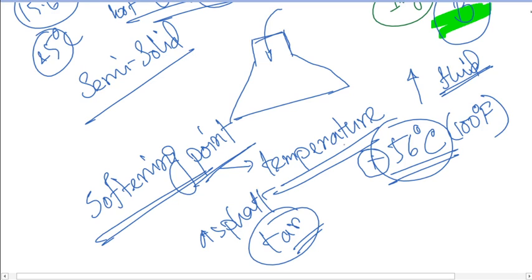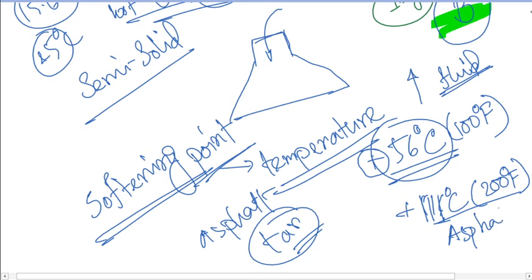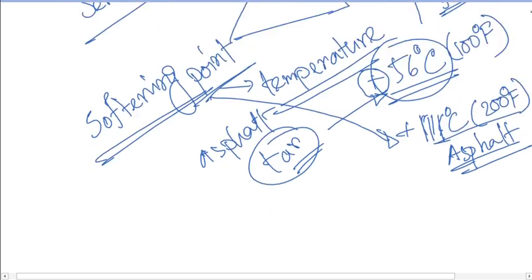And in the case of asphalt, we cannot go beyond 111 degrees centigrade, or 200 degrees Fahrenheit, above the softening point. So in the case of tar, not more than 56 degrees above the softening point, and in the case of asphalt, not more than 111 degrees centigrade above the softening point. We cannot go beyond that while giving heat.